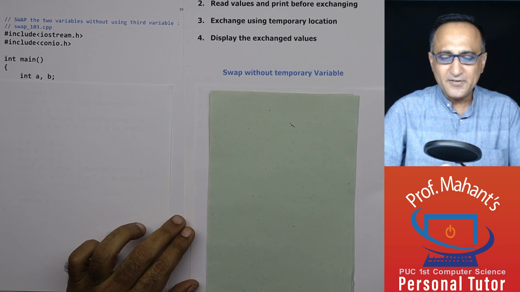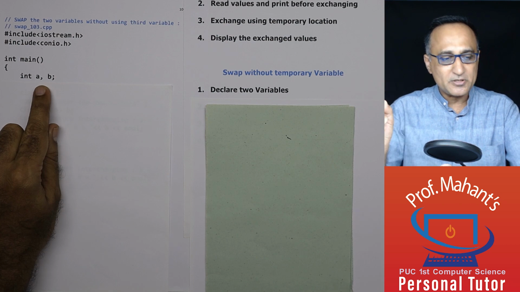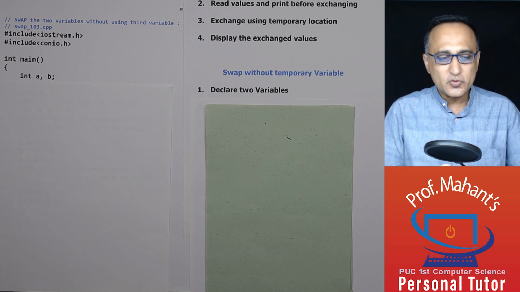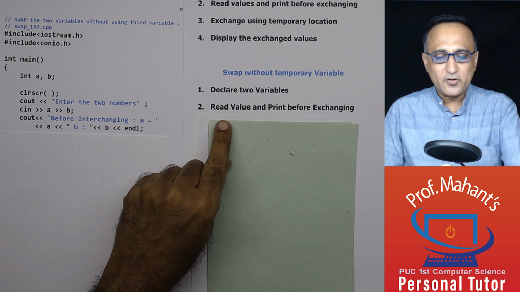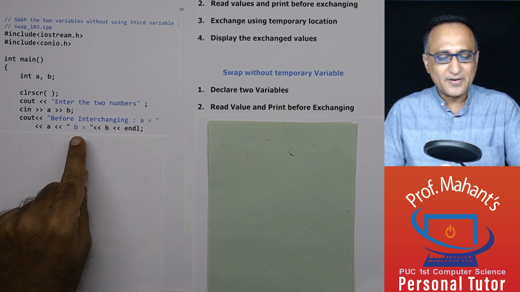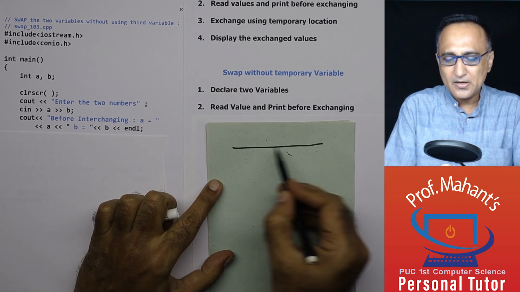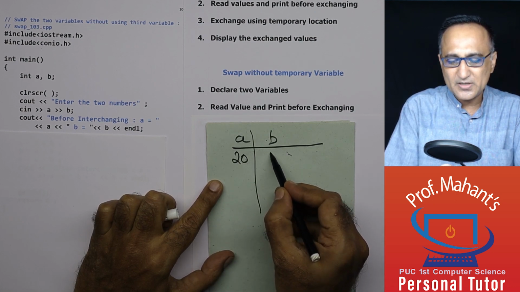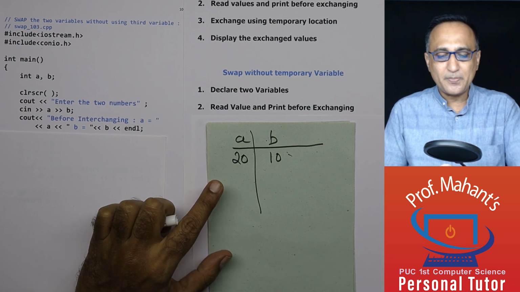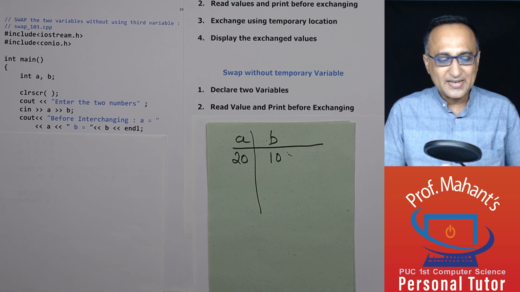The first step here is to declare two variables. So I am declaring A and B as two variables of the type integer. We, as usual, clear the screen and ask the user to enter the values of two numbers. So we read the values of A and B and print the values of A and B before exchanging. Let us take different values of A and B. This is A, this is B. Let's say A is 20, and B is 10. So if I do this cout, A is going to print as 20, B is going to print as 10.